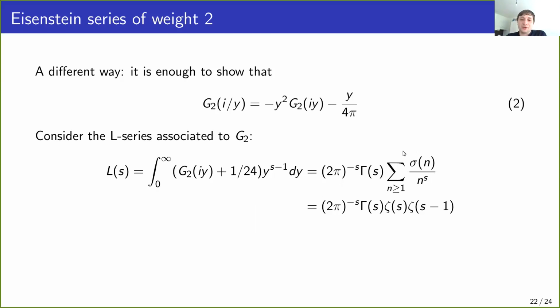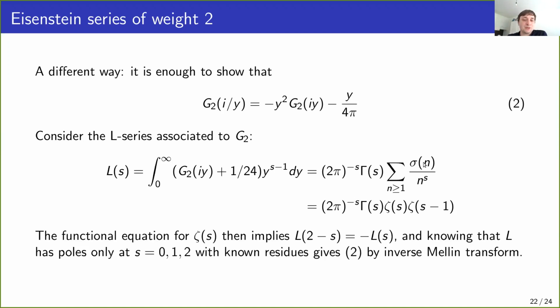But actually, it's again a simple exercise. This Dirichlet series for the divisor sum function is a Dirichlet convolution, so you can actually compute it. It's the product of zeta of s times zeta of s minus 1. So now we have this, and it turns out there's a way to go between the transformation laws of type 2 and functional equations for L series like this.